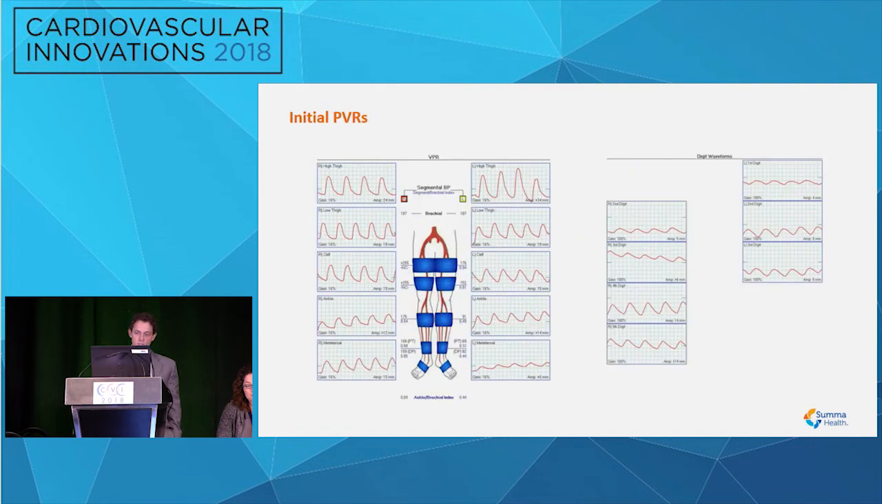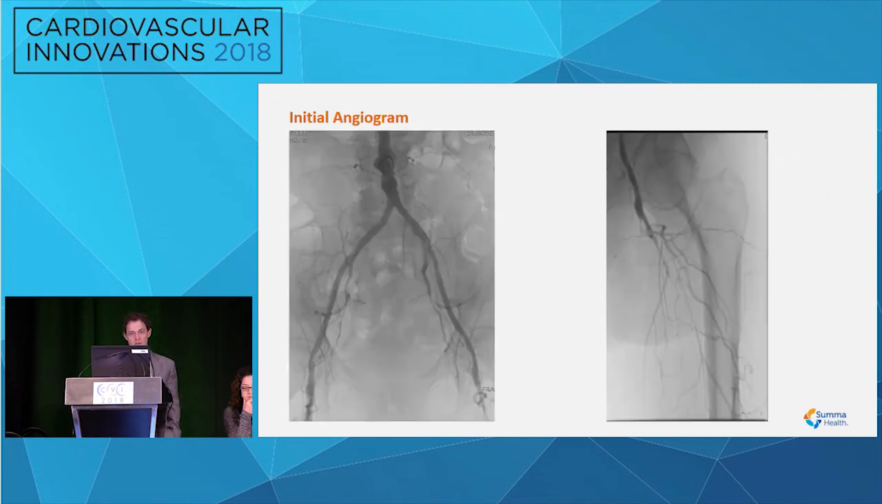So I ordered PVRs, and this is what her initial PVRs look like. I don't know if you can read this well, but about 0.4 on the left, 0.8, 0.9 on the right. So doing okay on the right. But I felt she warranted an angiogram. So here's the initial angiogram.